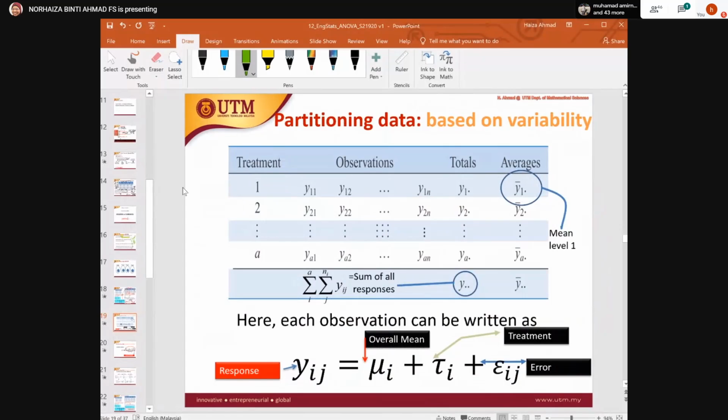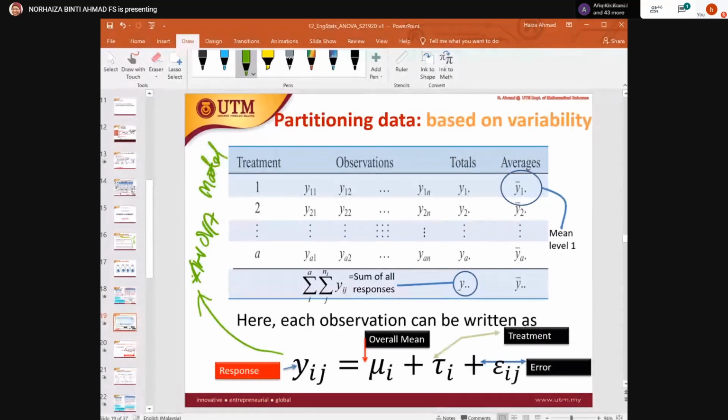Now, what exactly ANOVA does is it will decompose. It will partition each observation of your data based on this model. So this is an Anova model.